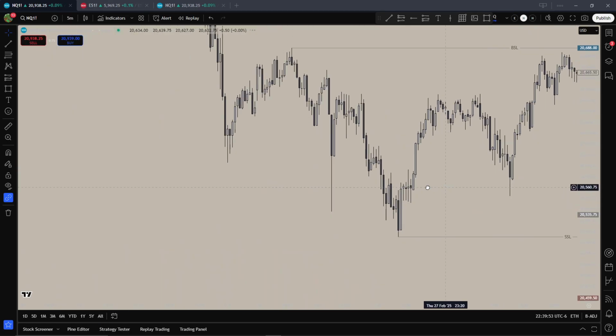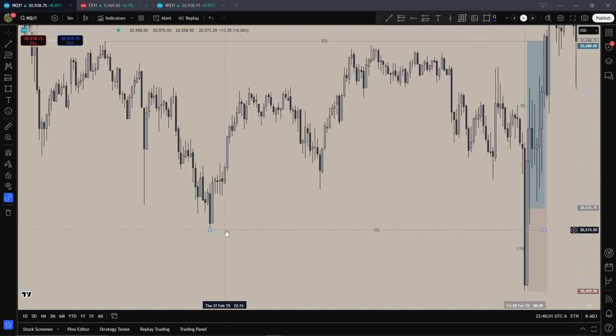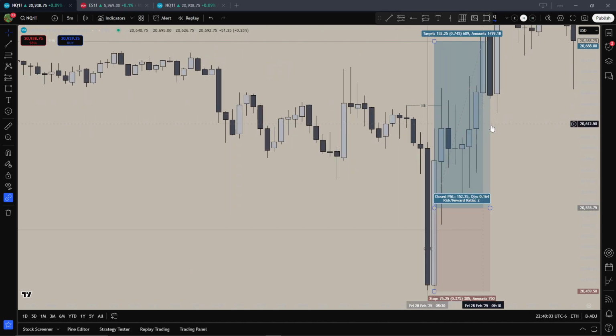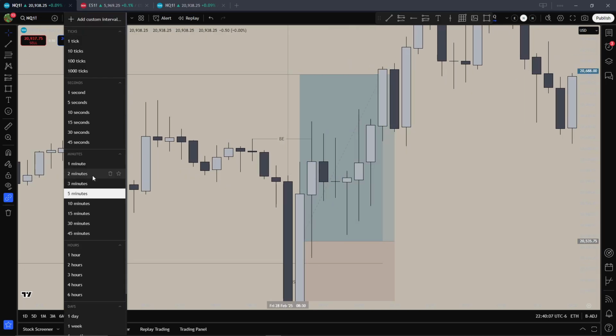5 minute, we can see the series of down closed candles. This was the high of these series of down closed candles, but taking out the sell side, so I put break even here, and then full TP right up here.